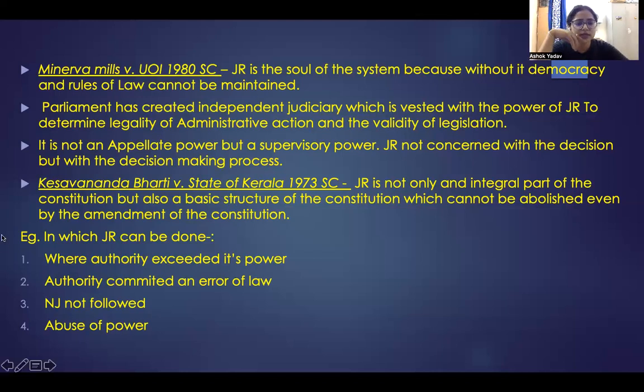Now, let's see in what cases judicial review can be done. It can be done when the authority has exceeded its power, when the authority committed an error of law, when the authority did not follow the principles of natural justice, and when there was abuse of power by the administrative authorities.